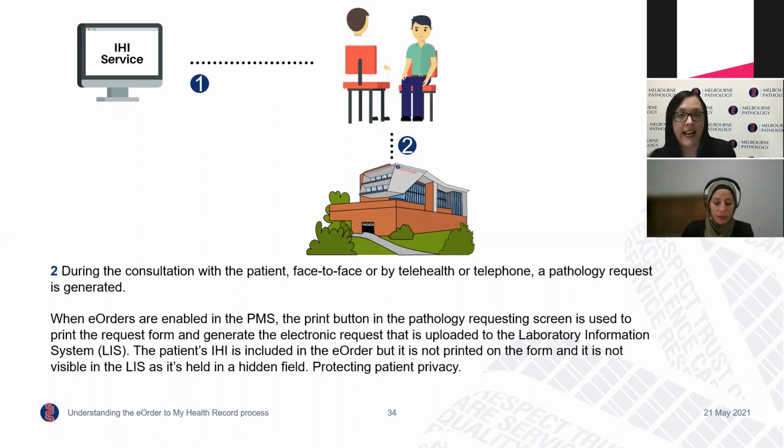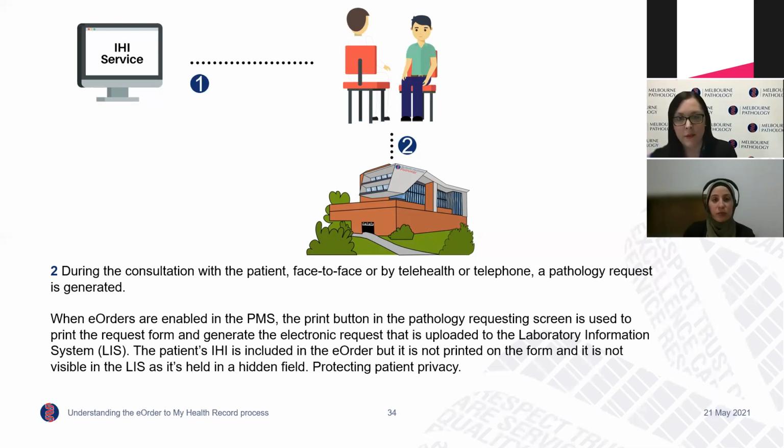It could be via telehealth or it could be in person, and a pathology request is generated. When you're using e-ordering in your software, the print button will send to the pathology lab the information in the barcode. So it'll be ready in our laboratory information system, or our LIS, for the patient to present to a collection centre. The patient's IHI is encoded in the e-order barcode, but we can't see it. It's not printed on the form, and it actually isn't displayed in our system.